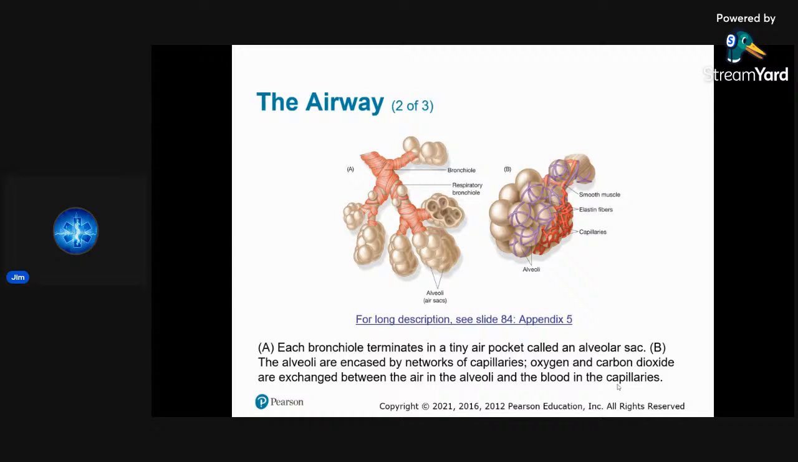And here's a picture of the alveoli. As you can see on the right-hand side, it's got a good picture of the capillaries that wrap the alveoli and the elastin fibers, which allow the alveoli to expand without rupturing to a certain point.